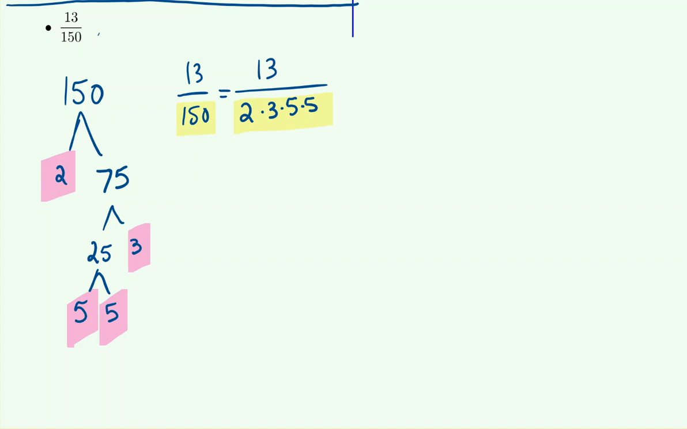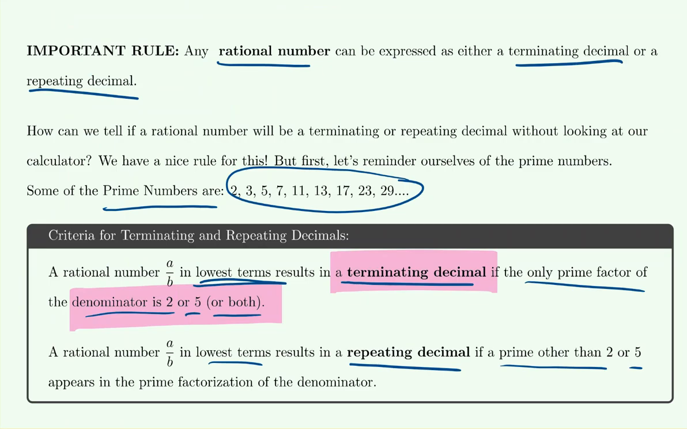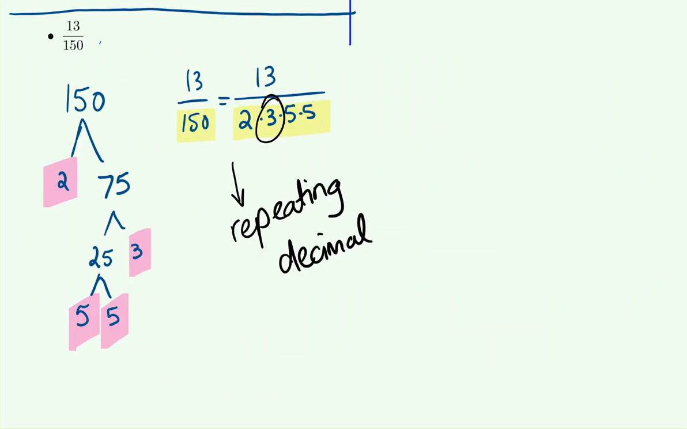this is the prime factorization. And we see that we've got primes 2, 3, and 5 in the denominator. Let's go back to our rules to see if this would make it a terminating or repeating decimal. Notice we had the prime number 3. So we had a prime number other than 2 or 5. So that would make the fraction we were just working with a repeating decimal because the prime number 3 was present in the denominator. So 13 over 150 is a repeating decimal.